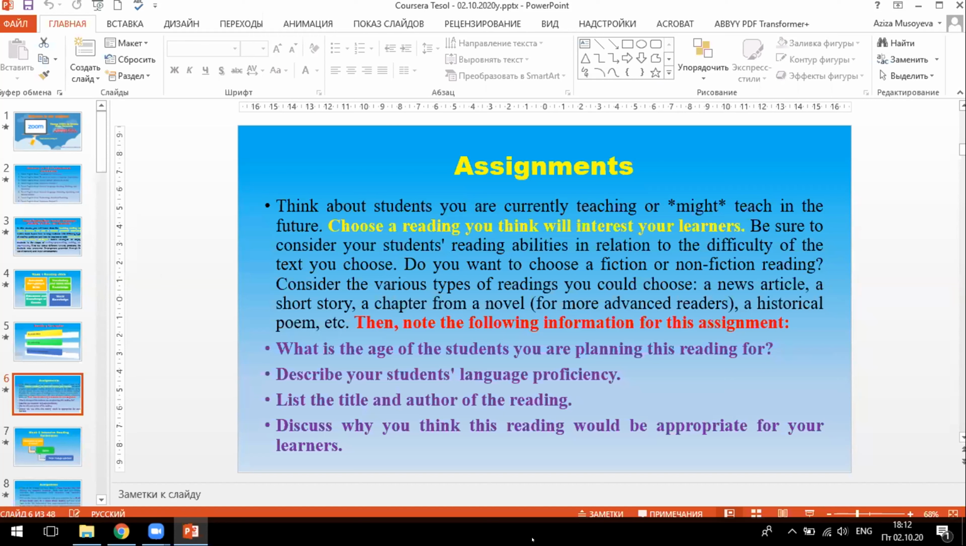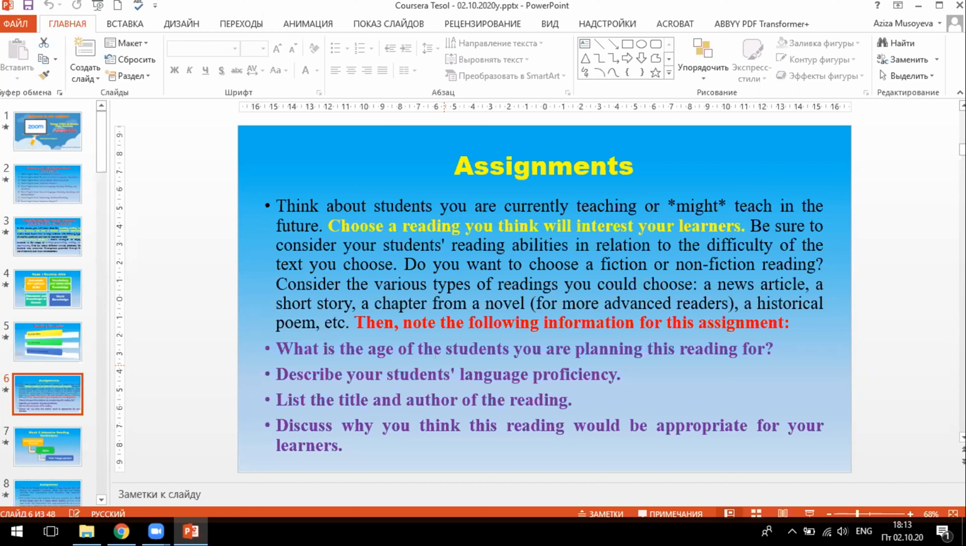So as for me, I chose from a detective. It's not so much a detective, but it is something everyone knows about. It is about James Bond. It is a novel by Ian Fleming. It was part of the novel Dr. No. I chose that one because my learners are advanced learners and their age is 20 or 22, more than 20, that's why I chose that one.